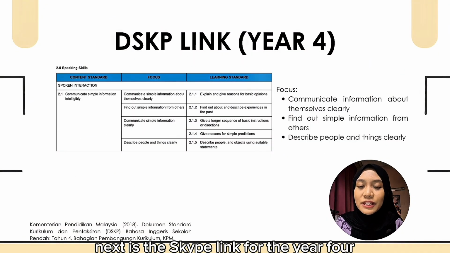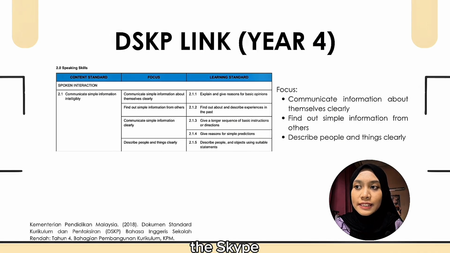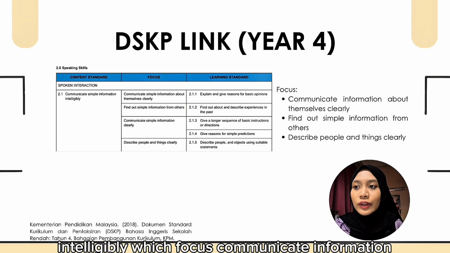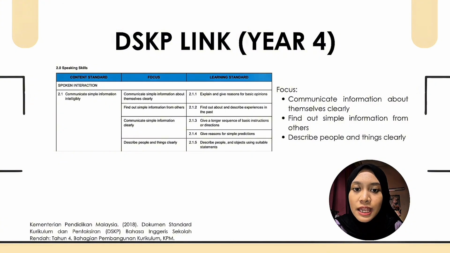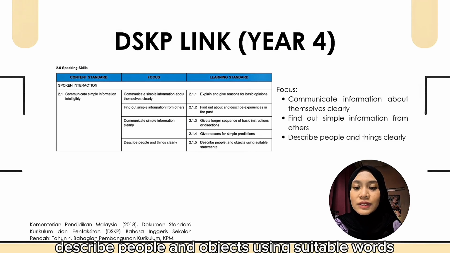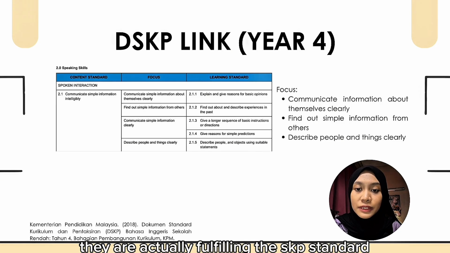Next is the link to the Year 4 curriculum. This topic is supported by the Year 4 English DSKP. For the Content Standard 2.1, communicate simple information intelligibly, which is to communicate information about themselves clearly, find out simple information from others, and describe people and things clearly. For the Learning Standard 2.1.5, describe people and objects using suitable words. So when pupils create, ask, and answer about origin, they are actually fulfilling the DSKP standard.